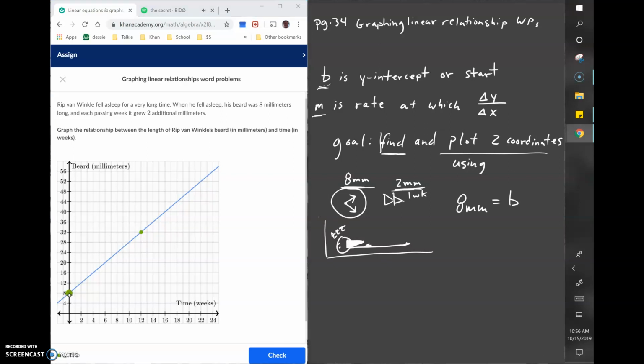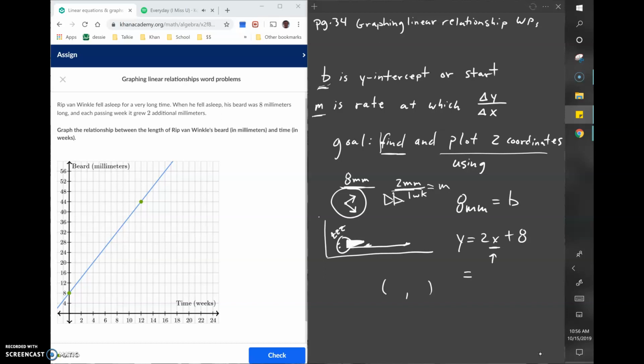And then we've got the slope, the rate at which his beard is growing. We know it's growing, so it's going up. If we put the information we have into the equation y equals mx plus b, we get y equals 2x plus 8. And then I just need to figure out another coordinate point. What I can do here is choose a number for x, put that number in, and see if it gives me a y value that I can graph, and then that will be our coordinate point. So essentially we're choosing an x value to try out. Let's choose 8.